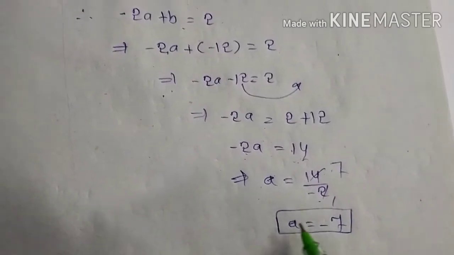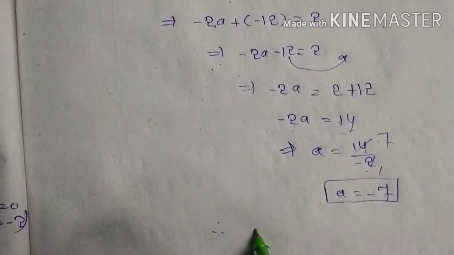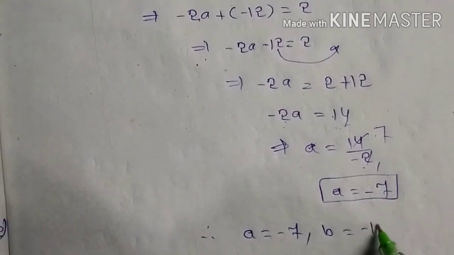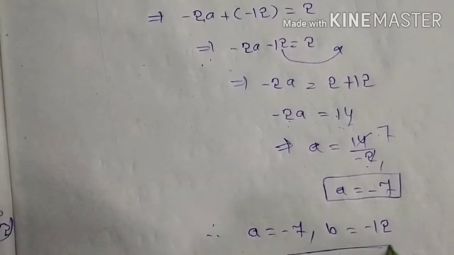A is equal to minus 7. Now we can write, therefore a is equal to minus 7, b is equal to how much? b is equal to minus 12. In that problem they are asking just to find the a and b values.